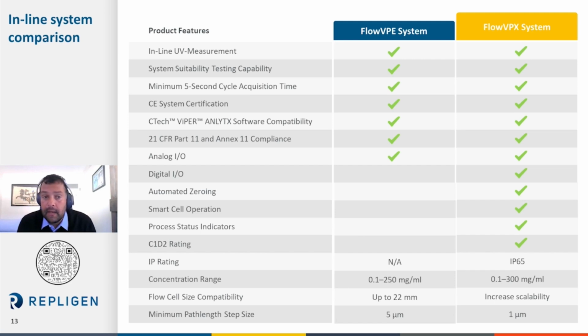The other factors that help in the VPX system for GMP adoption are the IP rating, it's IP65 rated, and the C1D2 rating, which allows you to put it into environments like peptide manufacturing, where you might use methanol as a buffer and need to have that C1D2 or ATEX rating.